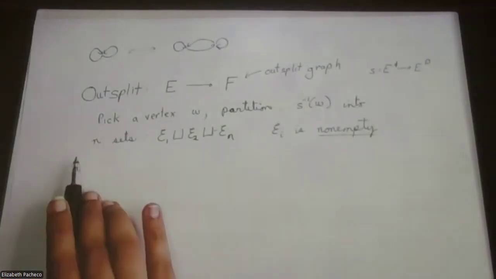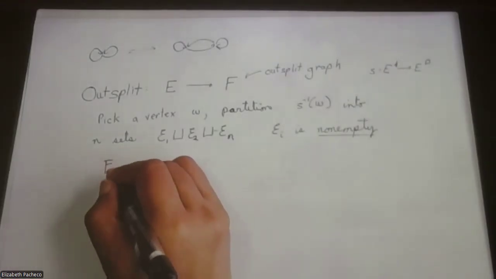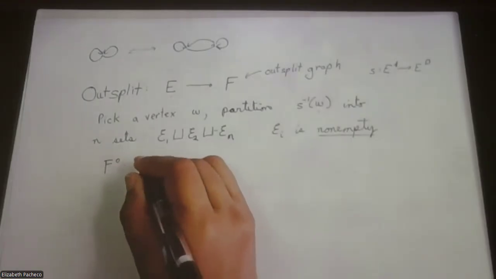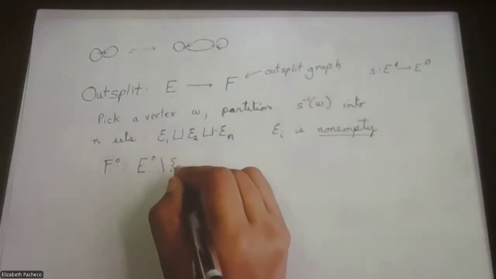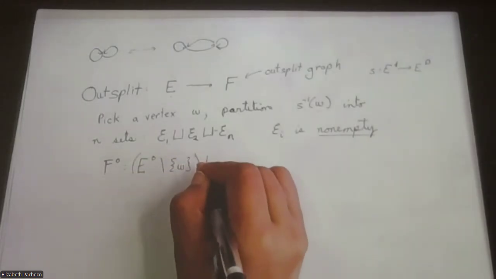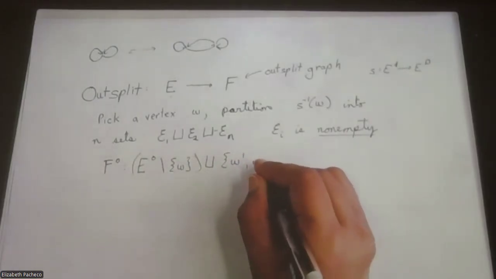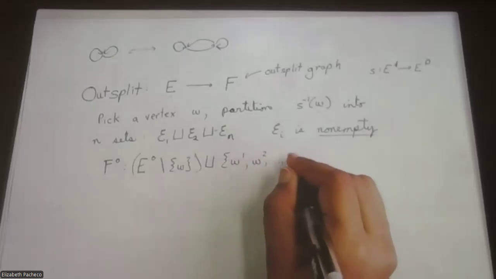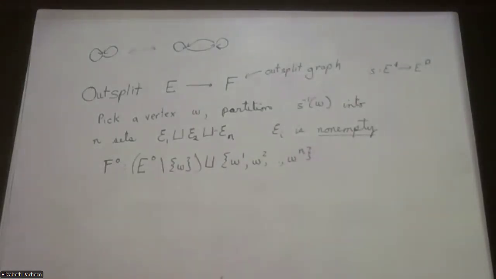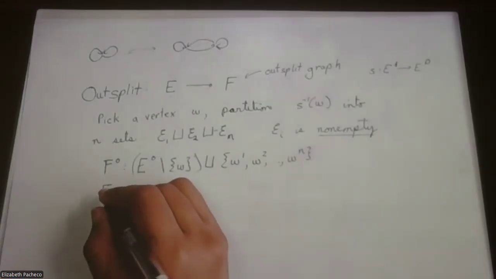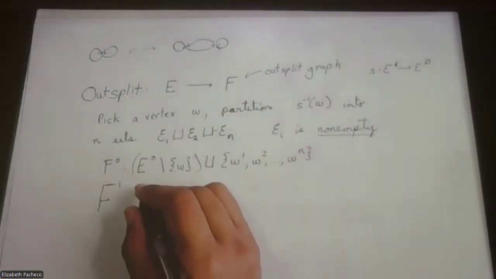But once you pick a vertex and a partition, F^0 is E^0 minus W, but then you union one vertex for each element of your partition, numbered accordingly. So you basically split your W into new vertices. And then I need to tell you the arrow set, which I somehow started writing as E, so now this is a super long F.